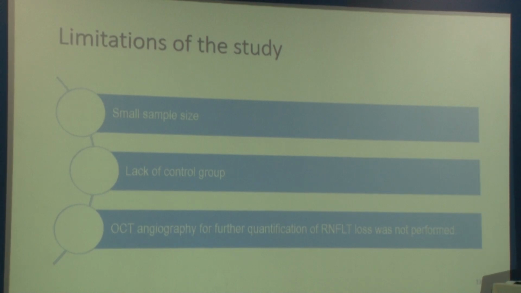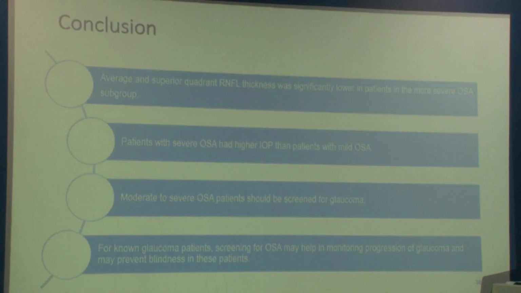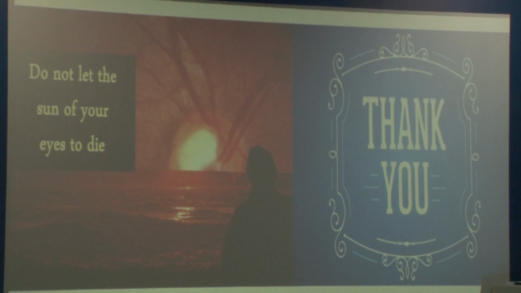So in conclusion, the average and superior quadrant RNFL thickness was significantly lower in patients in the more severe OSA group. Patients with severe OSA had higher IOP as compared to the mild OSA group. So moderate to severe OSA patients should be screened for glaucoma. And for known glaucoma patients, screening for OSA may help in monitoring the progression of glaucoma and may prevent blindness in these patients. Thank you for a patient hearing.